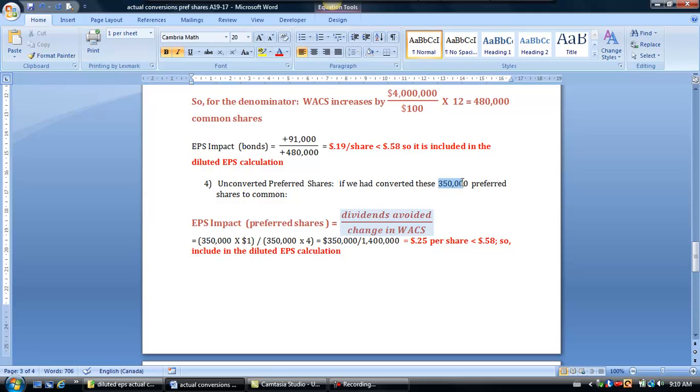The question tells you that those 350,000 preferred shares sitting on your balance sheet at the end of the year have a dividend of $1 a share. That's an annual dividend, so I would have avoided 350,000 in dividend payments. And if I had converted all those 350,000 preferreds, each preferred would have been exchanged for 4 common, so I would have had 1.4 million common out there. That gives an EPS impact of 25 cents a share, which is less than your basic of 58 cents, so I'm going to include this in the diluted EPS calculation.